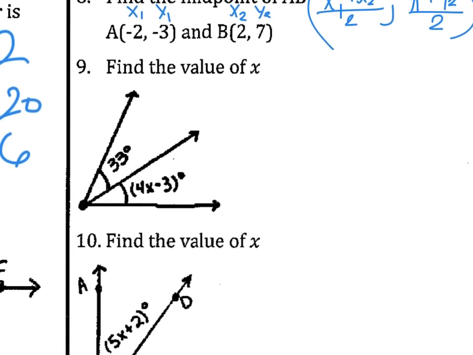Number 9, find the value of x. Again, this is a bisector, this segment right here, and you can see because of these two arcs, these two angles are equal to each other. So just set them equal to one another.